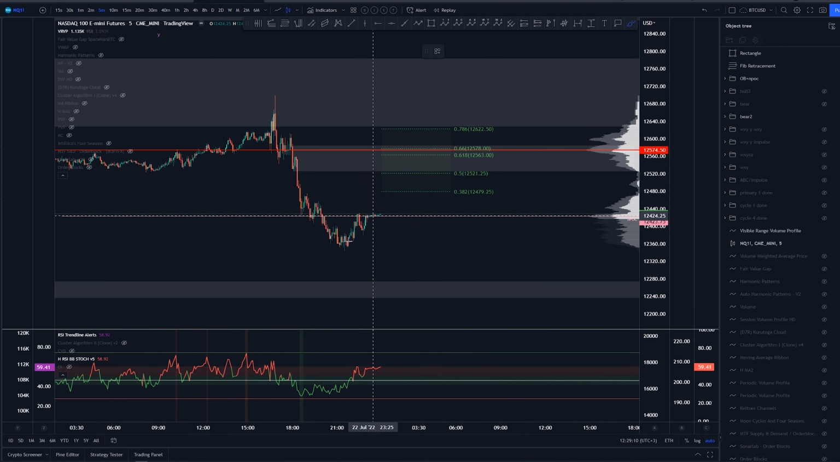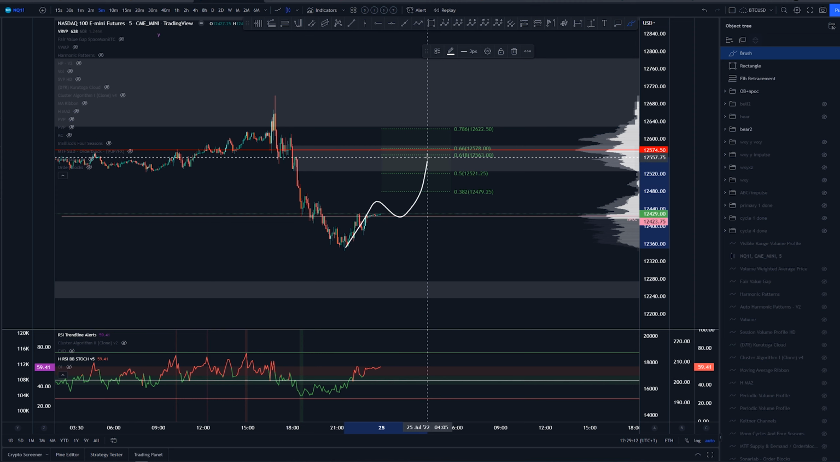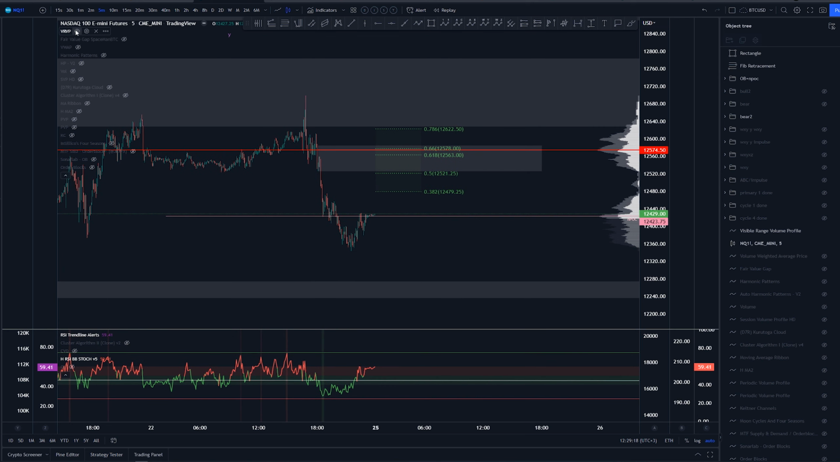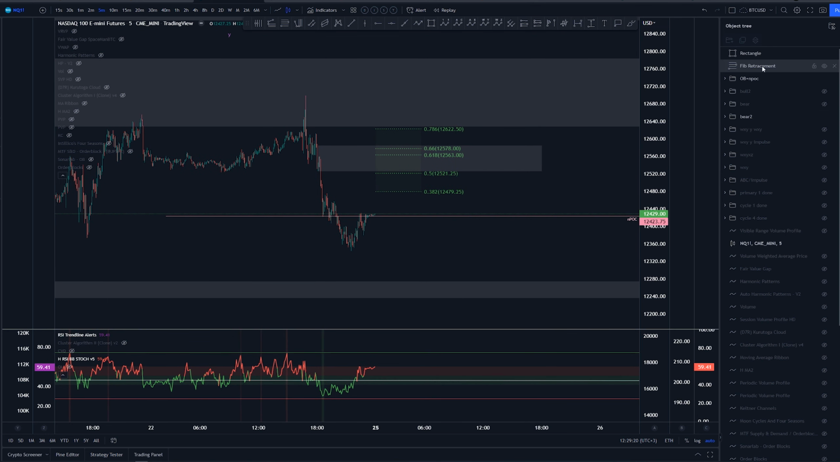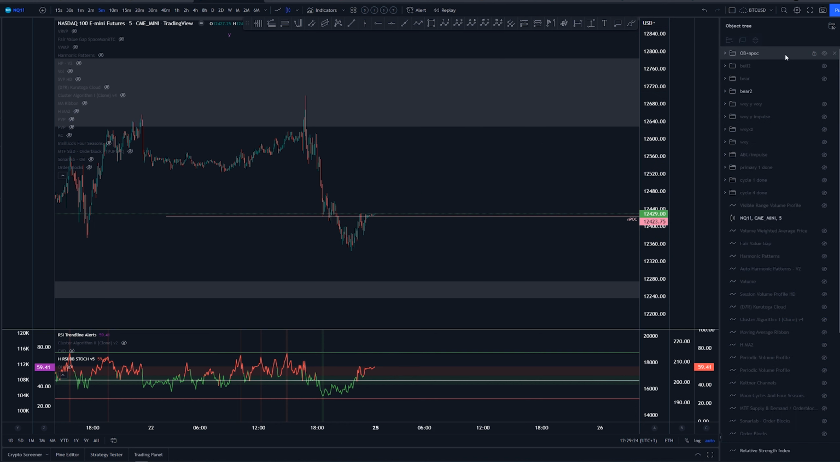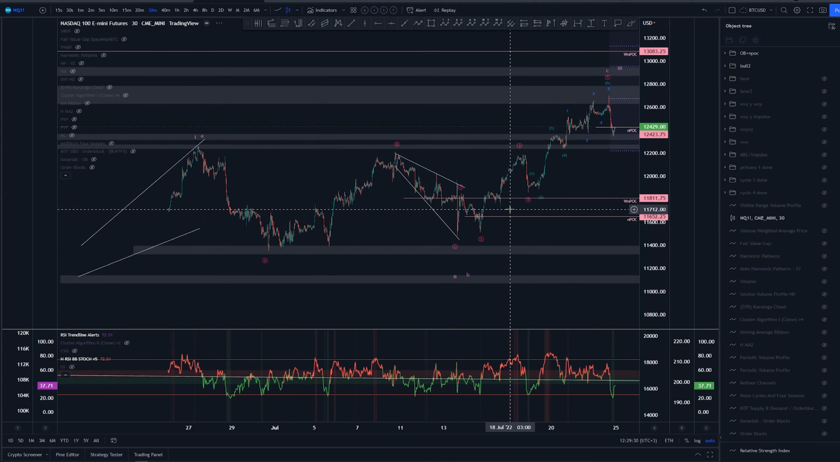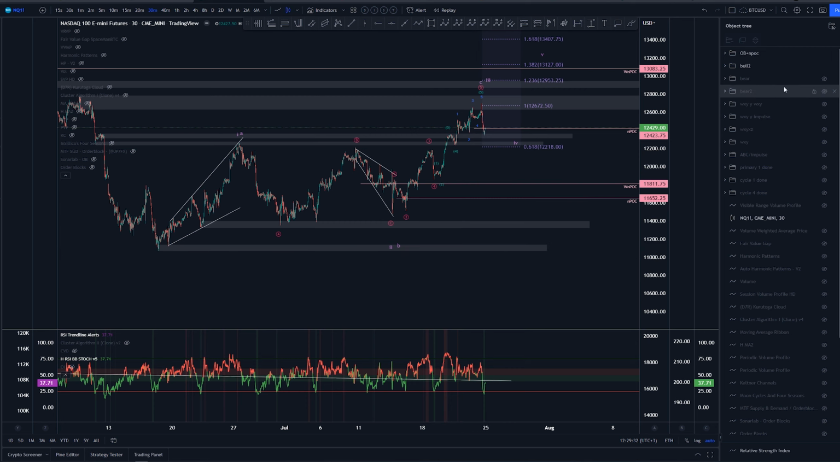Of course, at that point we would want to see a clear three-wave structure into this area. But yeah, that is the more bearish scenario overall. Let me close these and take a look at the bullish one. Go back to 30 minutes and see this whole structure.